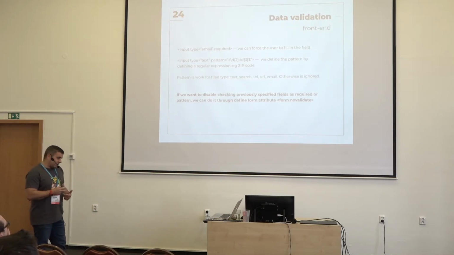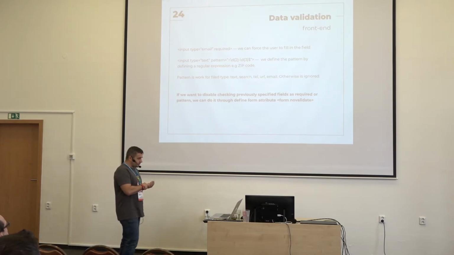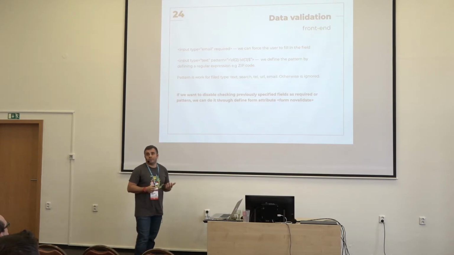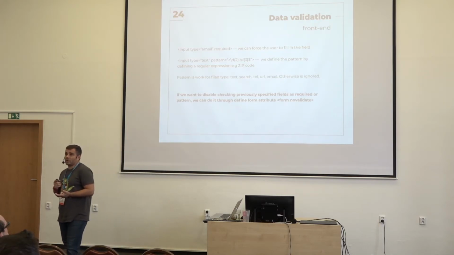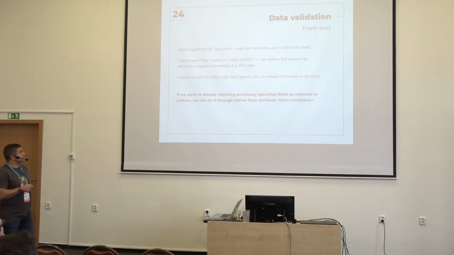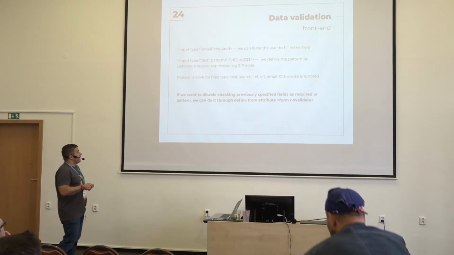Okay, so we start with file validation. We can validate the form in the frontend. We can validate the form using JavaScript. We can validate the frontend using some HTML attributes like required and pattern. In this example, we define the zip code for this field.